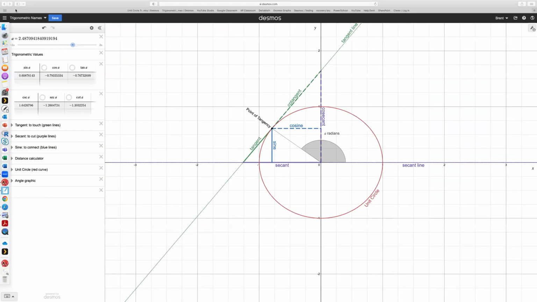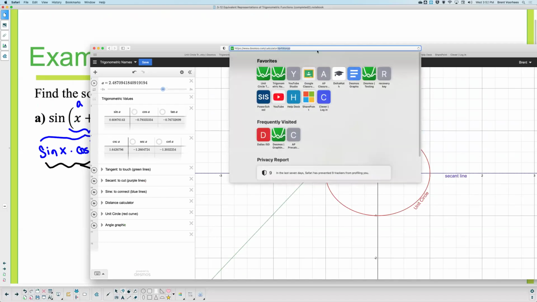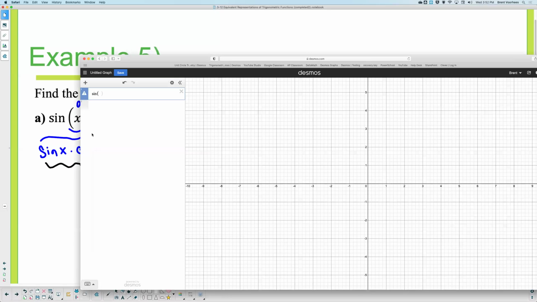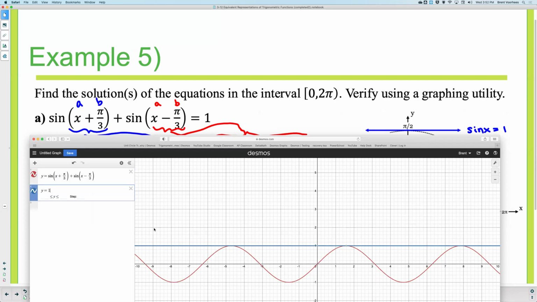What that means is we could come to our calculator, and I'm going to delete what I have on here real quick. And if you just start typing these in, each side here: sine of x plus pi divided by 3 plus sine of x minus pi divided by 3. And I'm going to put a y equals in front because technically it should have a y equals. And then you do y equals the right side, which in this case is 1. And we're looking only on the interval from 0 to 2 pi.